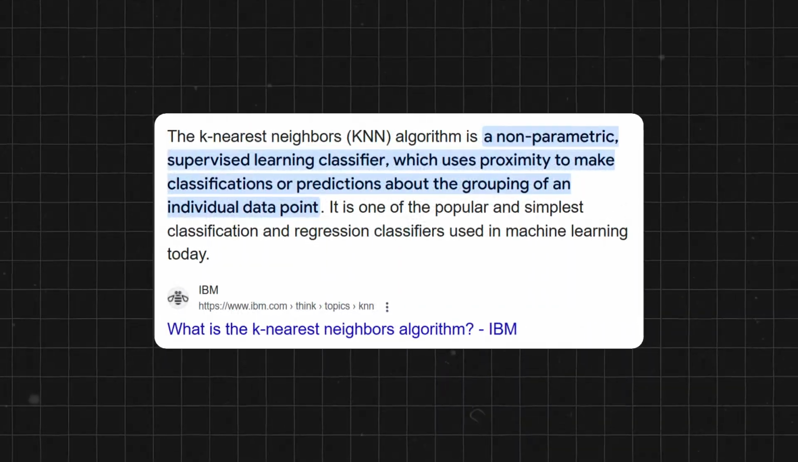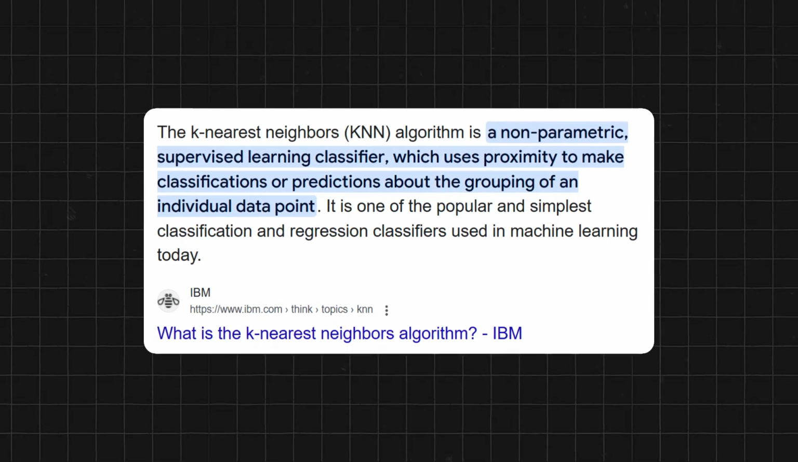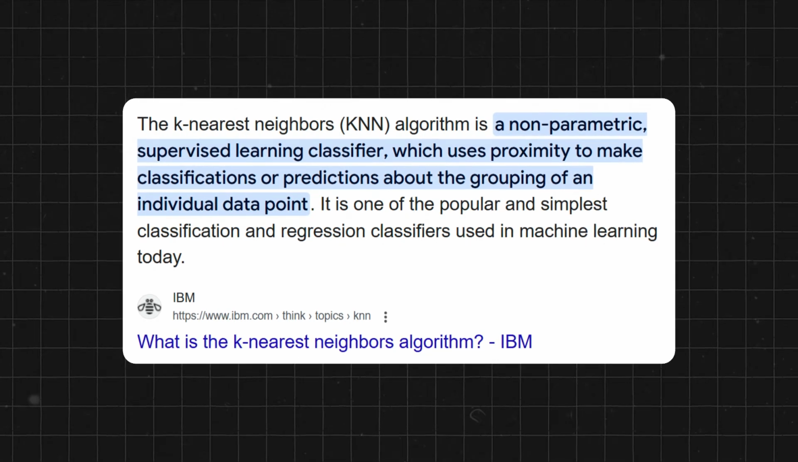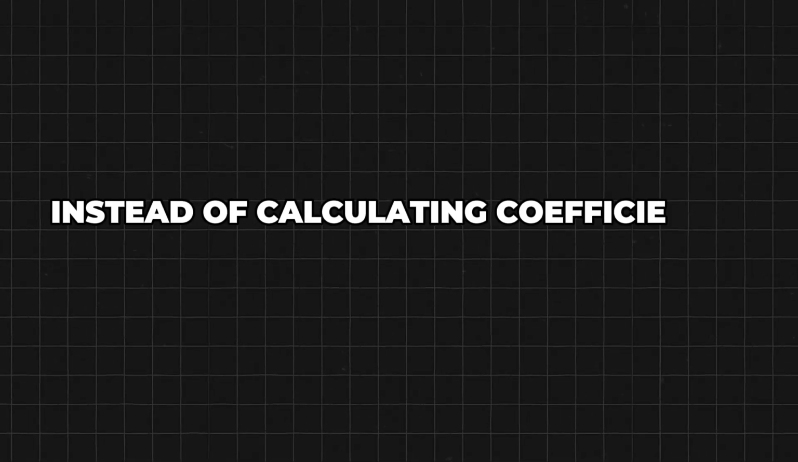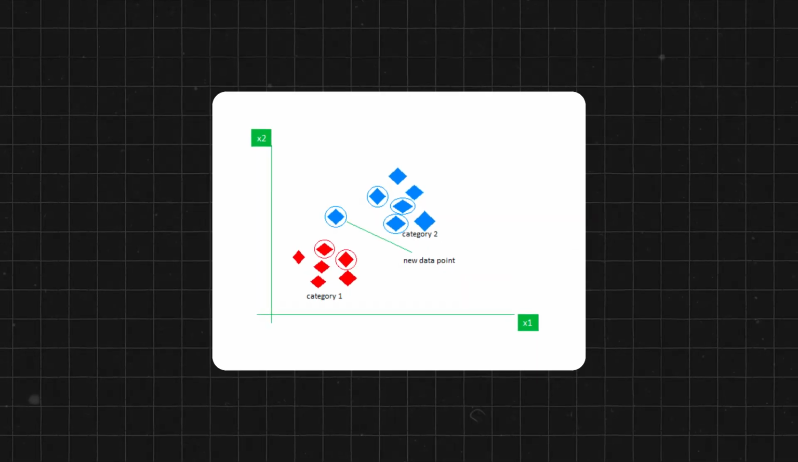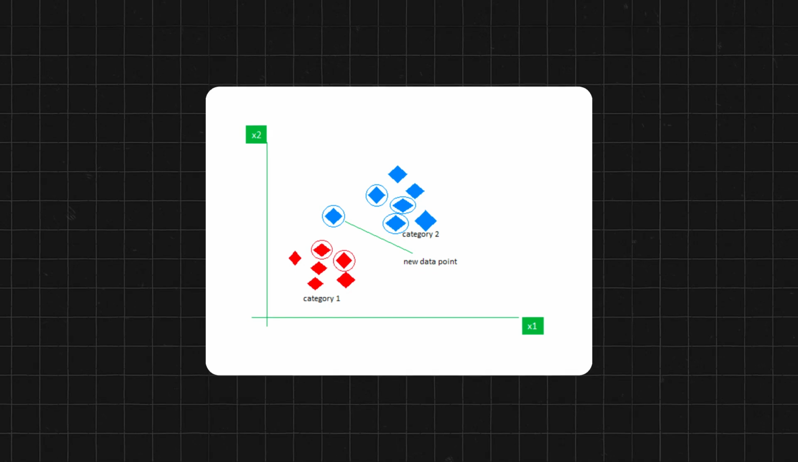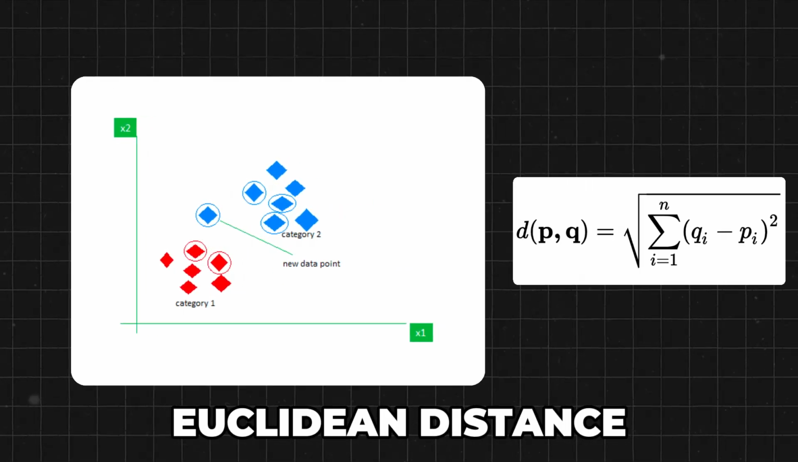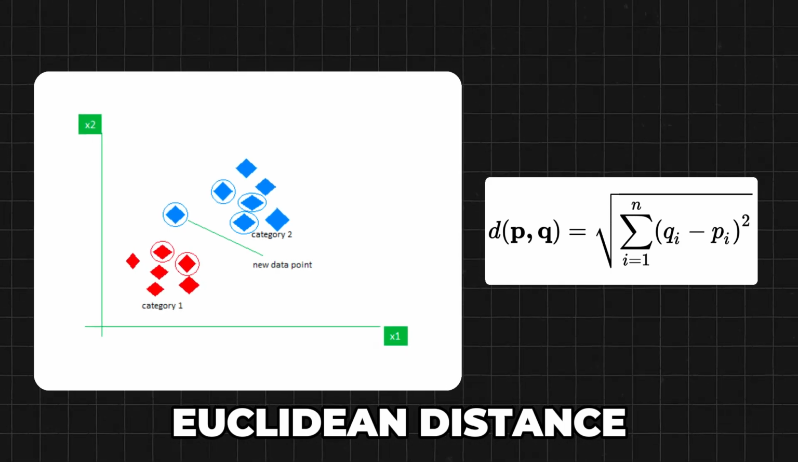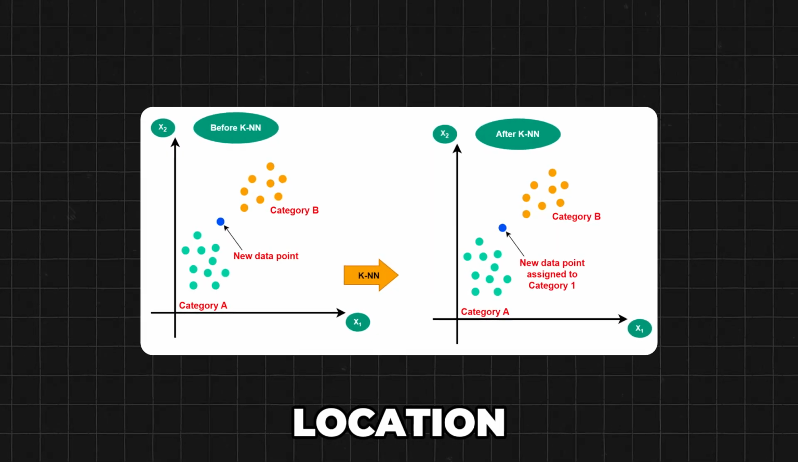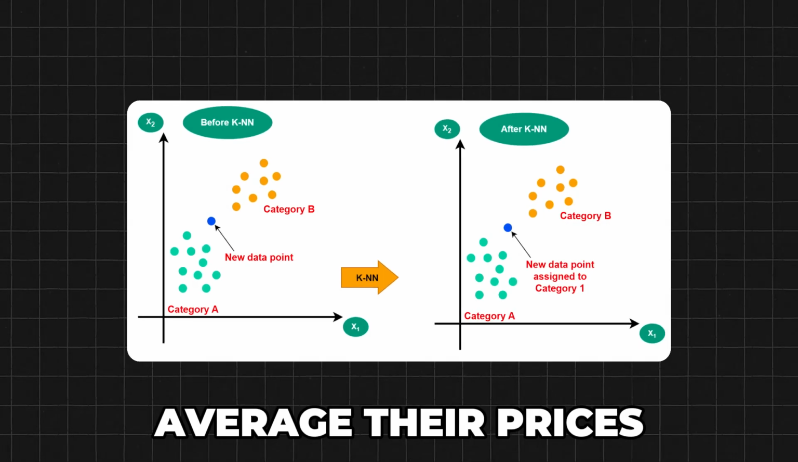K nearest neighbors offers an alternative approach by foregoing an explicit mathematical model in favor of a more direct, memory-based method. Instead of calculating coefficients, KNN simply stores all training examples. When a new data point appears, the algorithm finds the K most similar examples using a distance metric like the Euclidean distance and bases its prediction on these neighbors. For instance, if you want to predict the price of a new house, KNN would identify houses similar in size, location, and other attributes, and then average their prices.